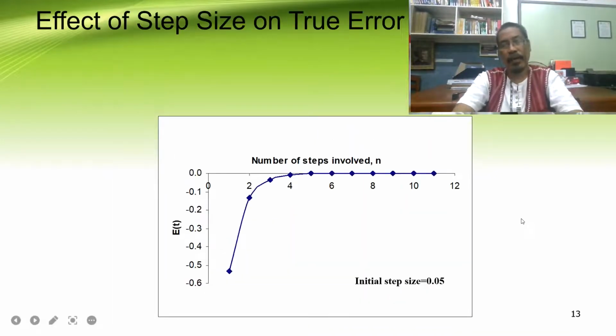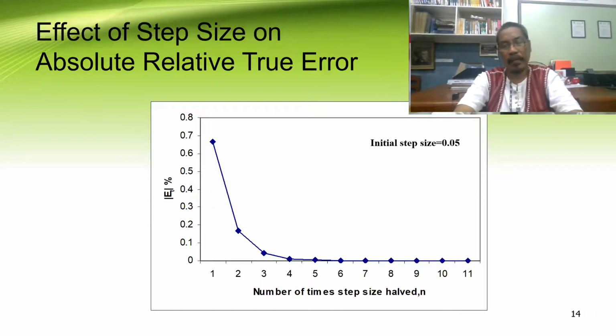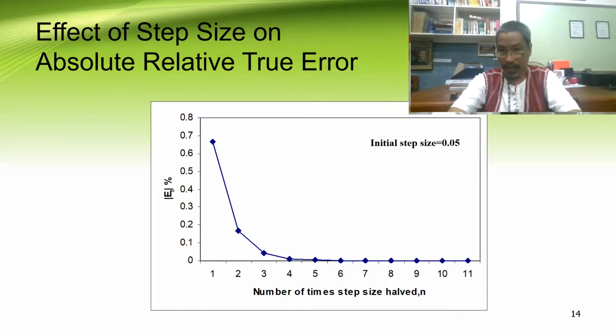So, the effect of step size on the true error. We have 1, 2, 3, 4, 5. The fifth one is really, even the absolute relative true error, 1, 2, 3, 4, 5, the fifth one is already acceptable. So this is how we gain experience and insight.